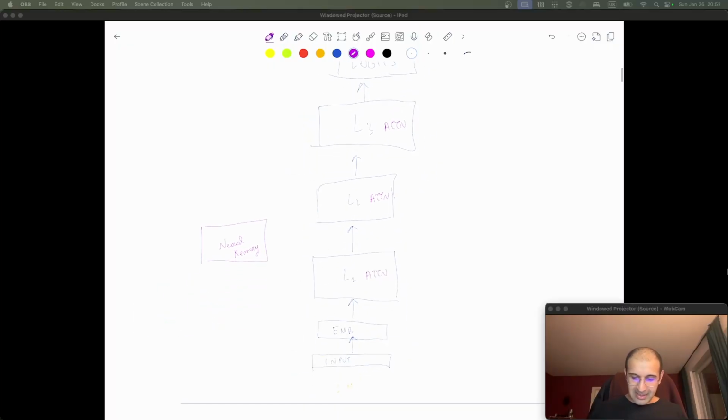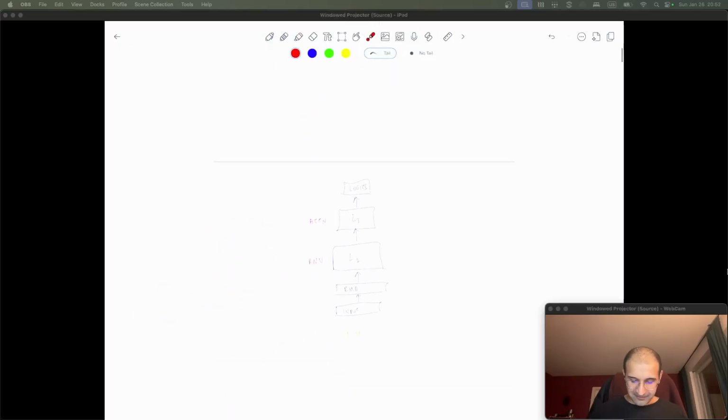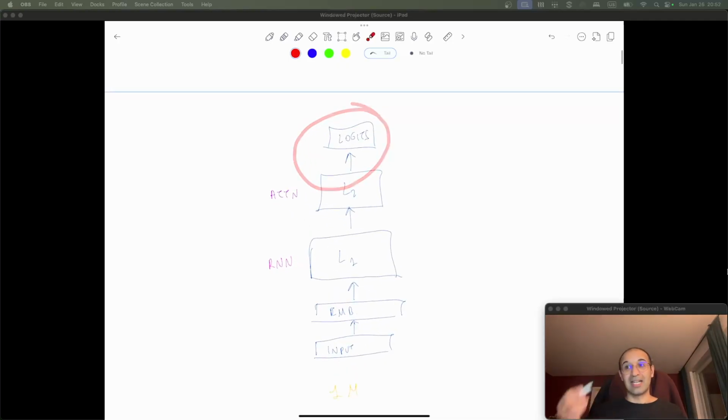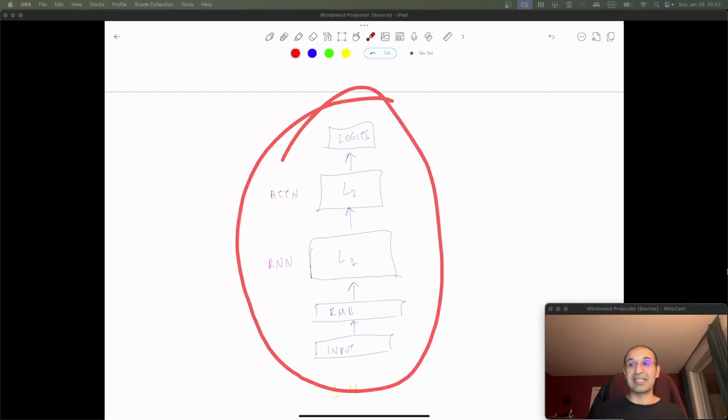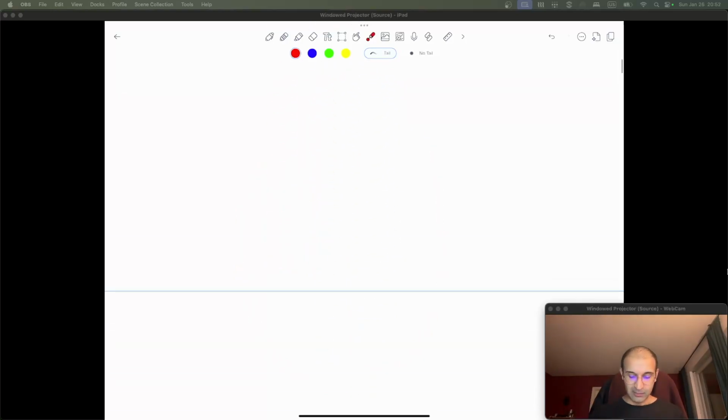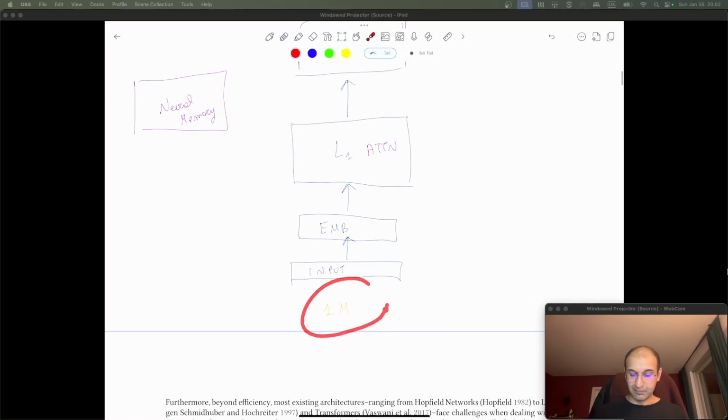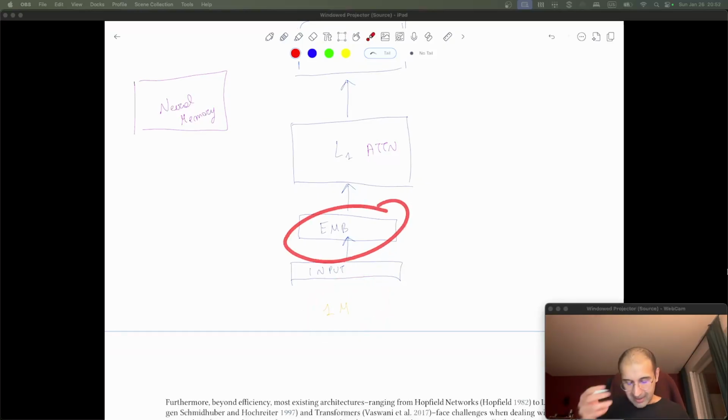So look at the difference here. Before, we had an input, we predict the output, we compute the loss, and we backpropagate and we update all the parameters of the model. Here we will do something different. We have an input, which is 1 million tokens. We convert them into embeddings.